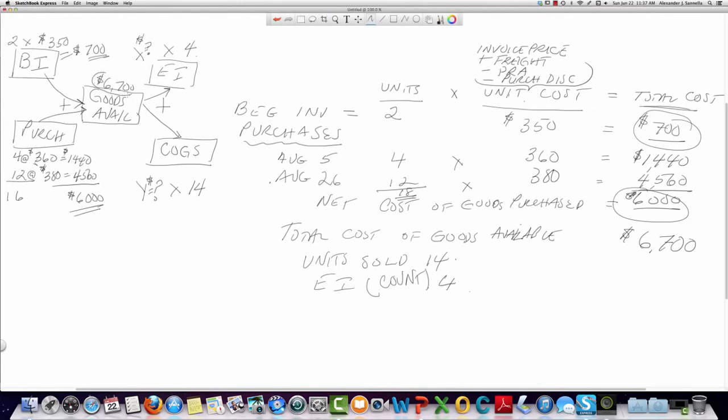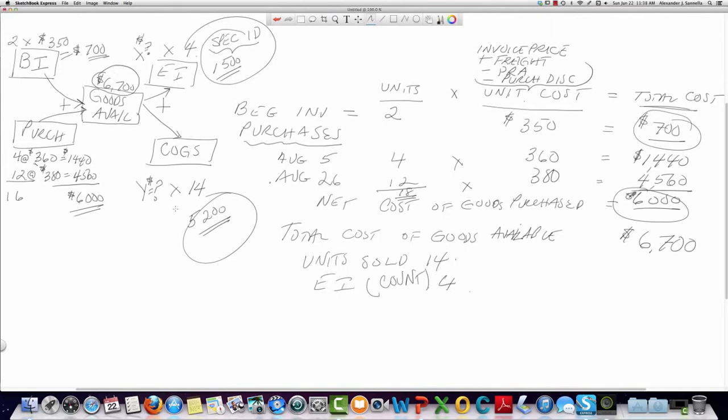this case of 6,700, and the allocation here, these 4 units on a specific identification. Specific identification tells us that 1,500 goes to ending inventory and 5,200 goes to the cost of goods sold. So on the specific identification, 1,500 goes on your balance sheet and 5,200 is recorded on your income statement.